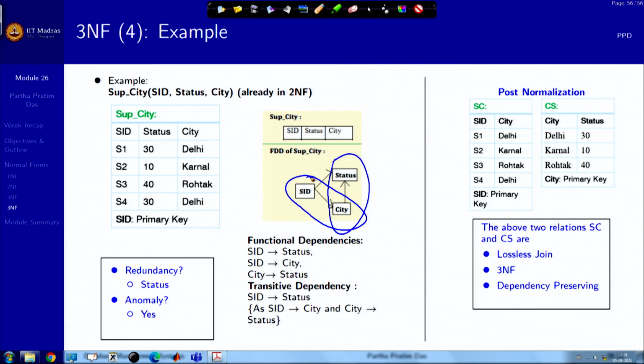These are in 3rd normal form, because it is in 2nd normal form and there is no transitive dependency. You can easily see that this preserves the dependency, because SC can check for SID determining city, CS can check for city determining status, and therefore, by closure, SID determining status will get checked as well.